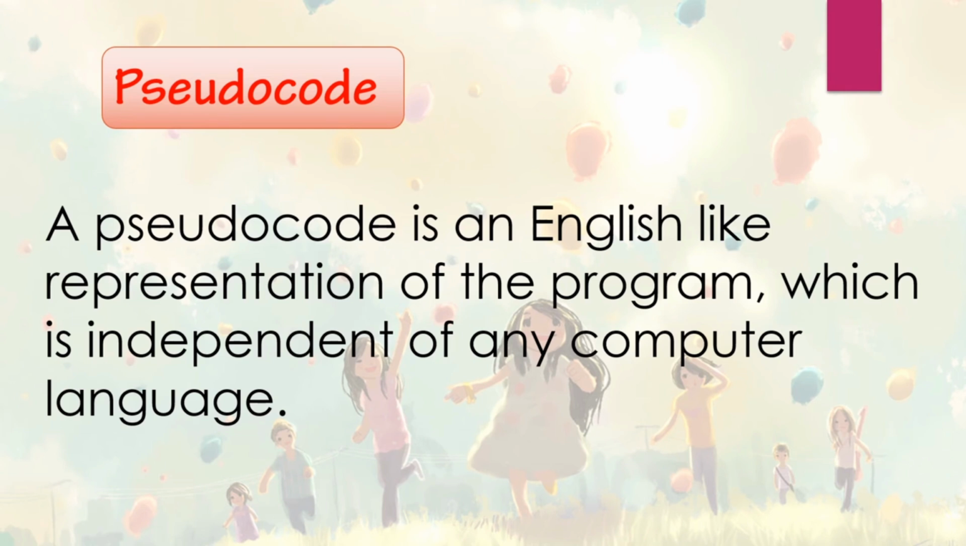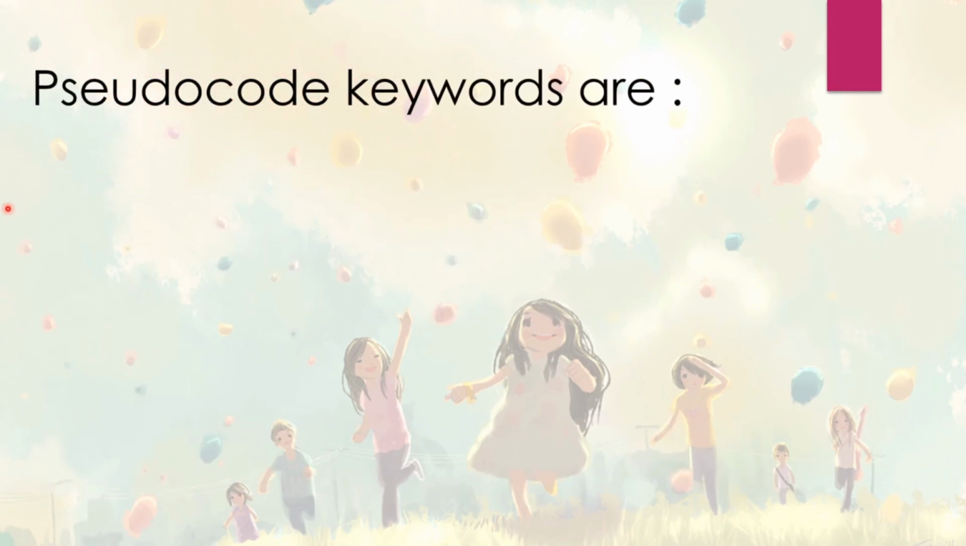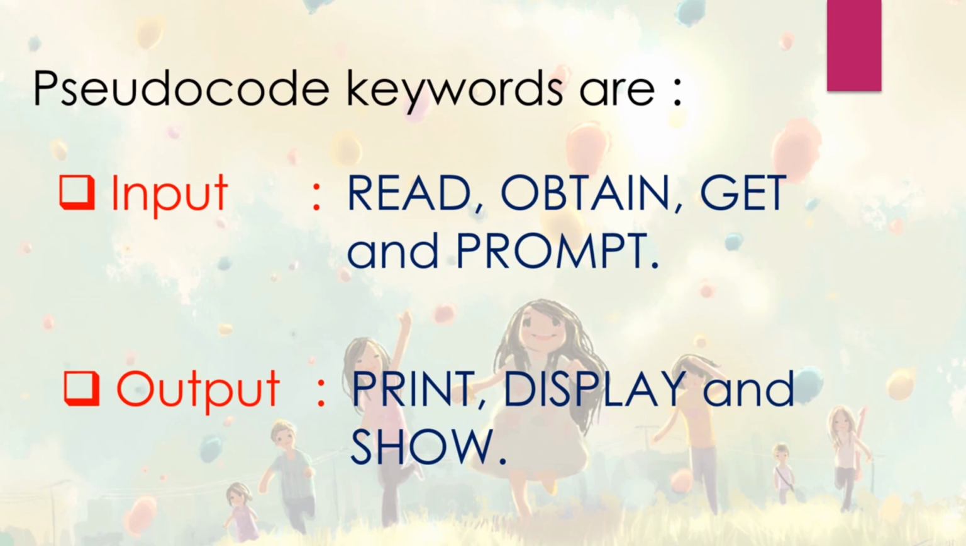Pseudocode. A pseudocode is an English-like representation of the program, which is independent of any computer language. It is a way of describing an algorithm without using any specific programming language. Pseudocode uses some keywords to denote programming processes. Pseudocode keywords: first one, input. It is used to read, obtain, get and prompt. Output, which helps to print, display and show.